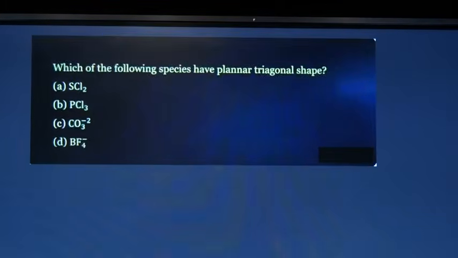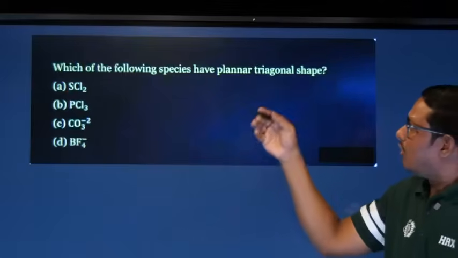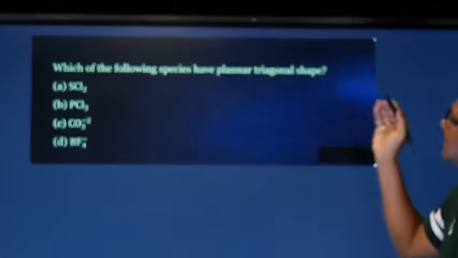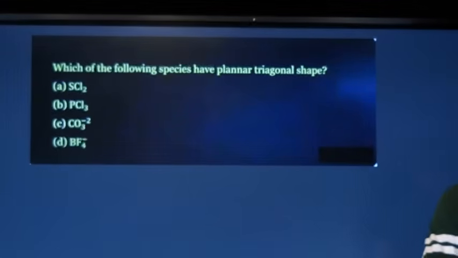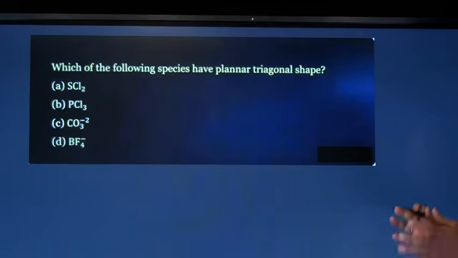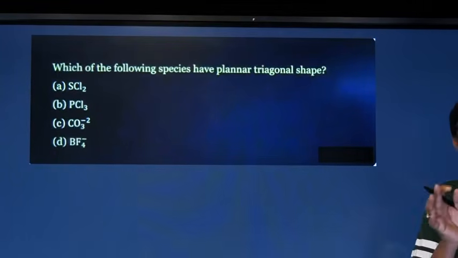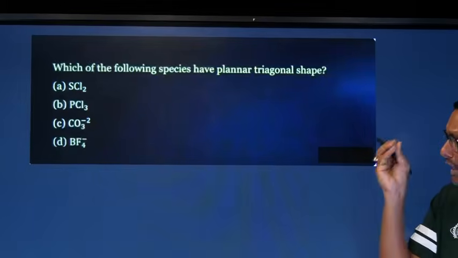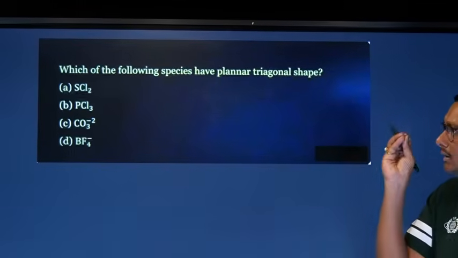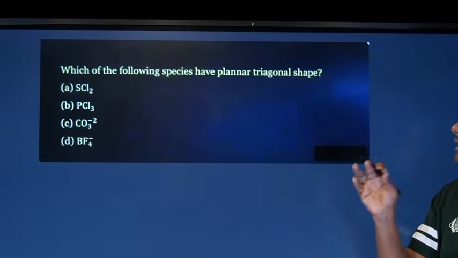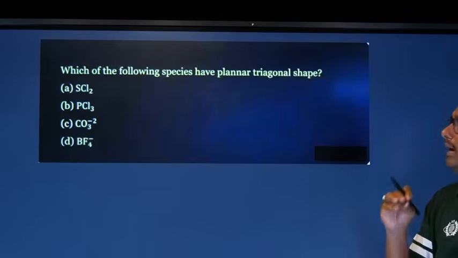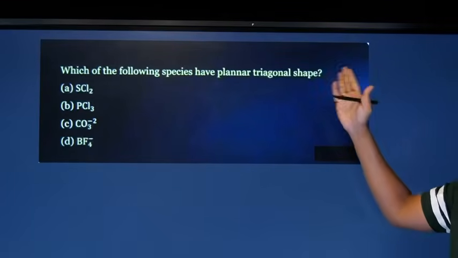Then next question: which of the following has trigonal planar shape? I repeat again, whenever it is trigonal planar, we need 3 bond pairs and 0 lone pairs. If any molecule has 3 bond pairs at the central atom and no lone pairs at the central atom, you can call that molecule trigonal planar.